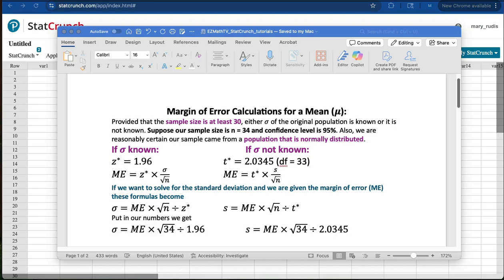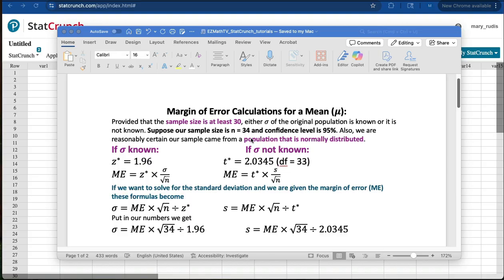Here's another statistics video on StatCrunch tutorials for inference. We're going to continue from the previous video where I introduced you to this new distribution called the T distribution. We had solved for these two values that you see here. The critical Z value was 1.96. The critical T value was 2.0345. And those are slightly different in terms of how wide of an interval you're going to get for the confidence interval on the true mean mu.